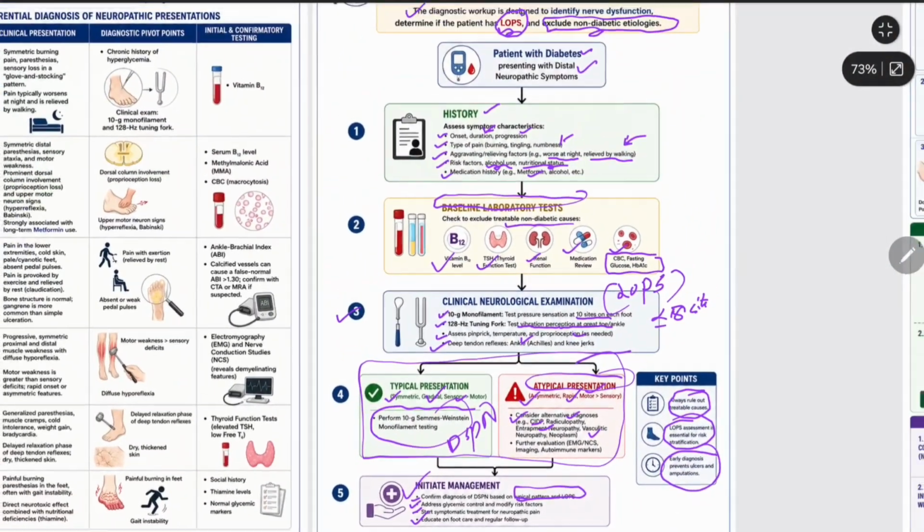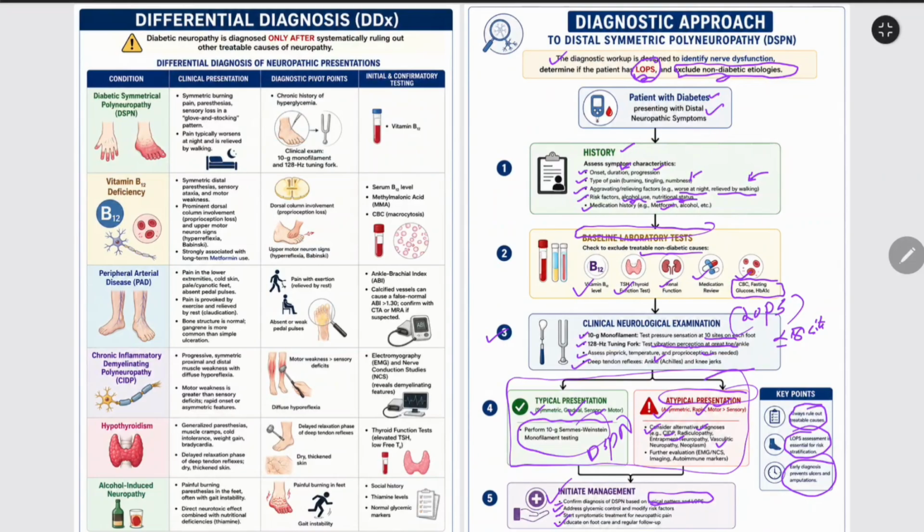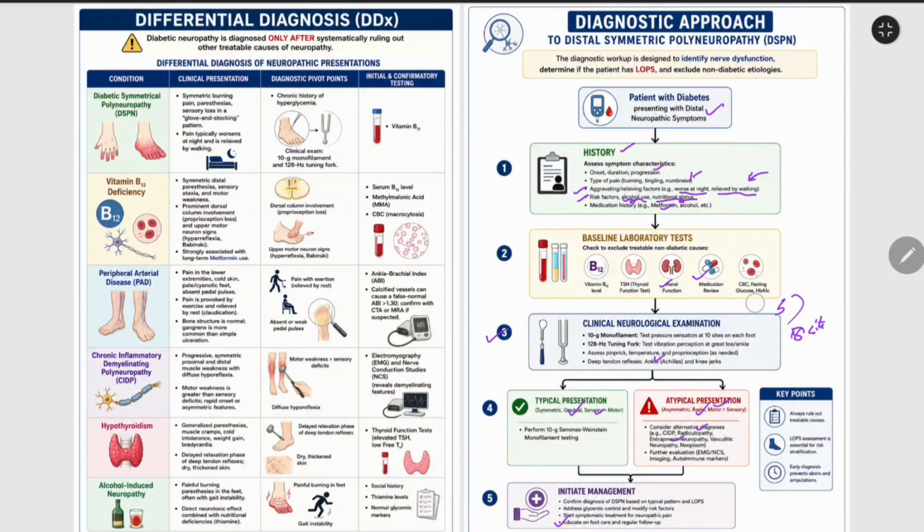This is the diagnostic approach for DSPN. We should take the history, and in the history only we should remember whether the presentation is typical or atypical. So this is the diagnostic approach for distal symmetric polyneuropathy, where the two goals are to exclude the non-diabetic etiologies and to see whether LOPS is present. If LOPS is present, then we'll take measures. These are the baseline tests we will do. So that's about the approach.